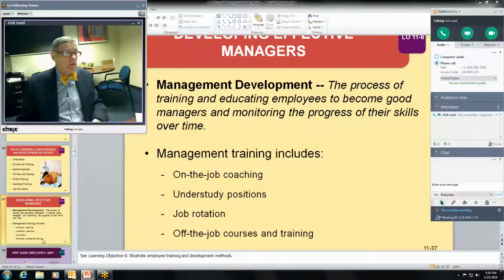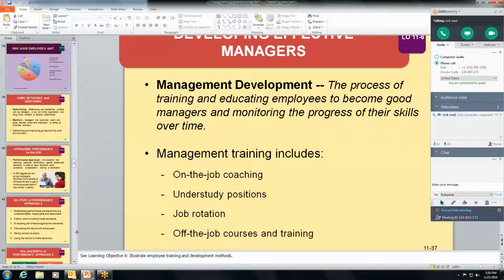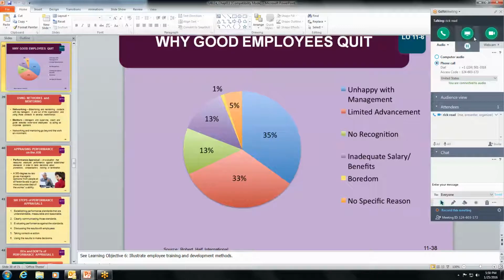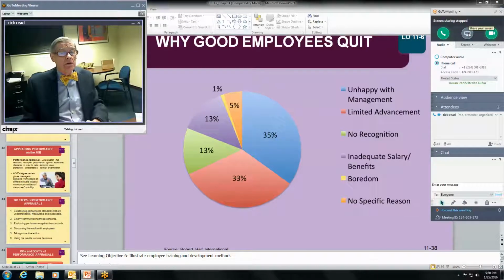This slide just talks about why employees leave the organization. No specific reason happens a lot, but unhappy with management, and over a third of people leave because of that. We need to think about that and get people in the right work.